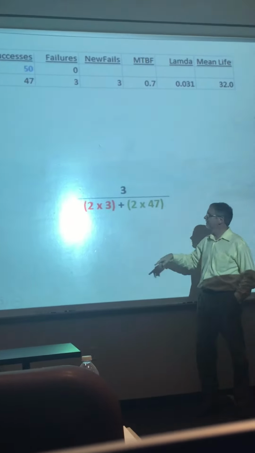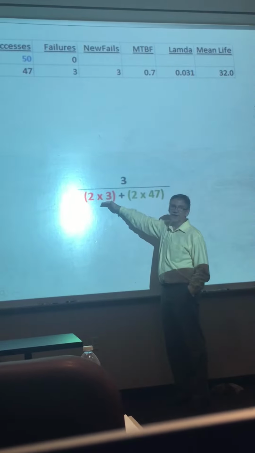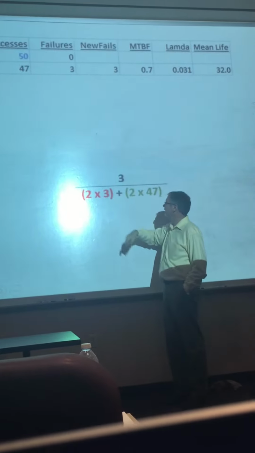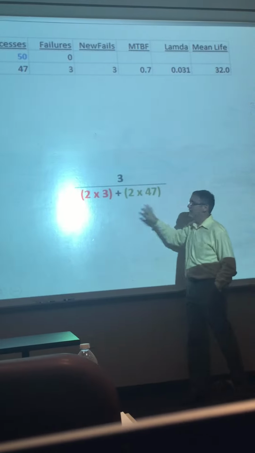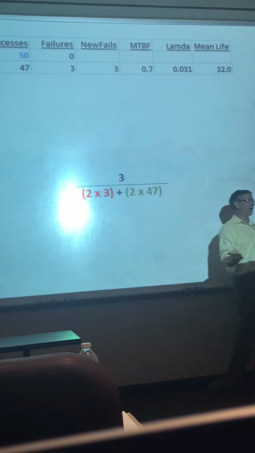Notice my color choices. Red is my first set of failures. In 2 years, 3 failed, and the other 47 were also tested for 2 years. So whatever this number comes out to be is my estimated lambda.